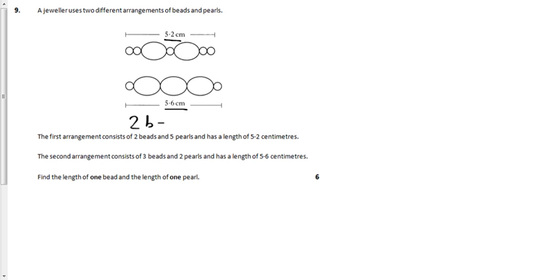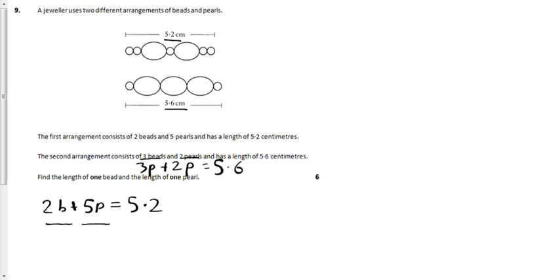2 beads plus 5 pearls, just reading it from there, comes to 5.2 centimeters. Another mark for forming the next equation, 3b plus 2 pearls, 5.6 centimeters. Decimals inside our equation. That's okay, we're using a calculator.